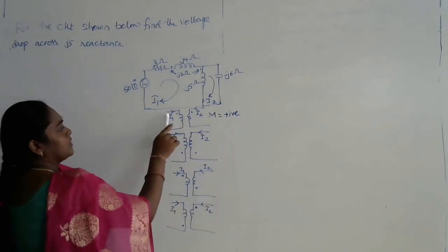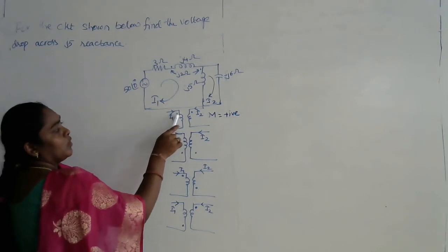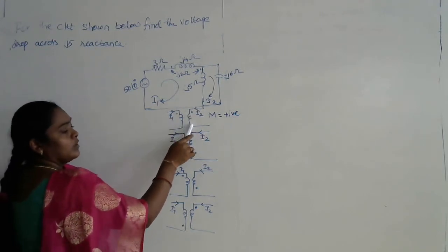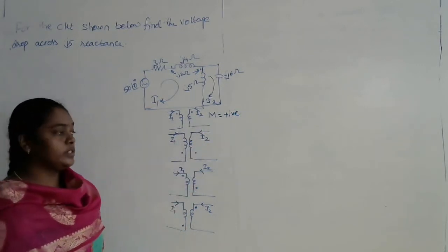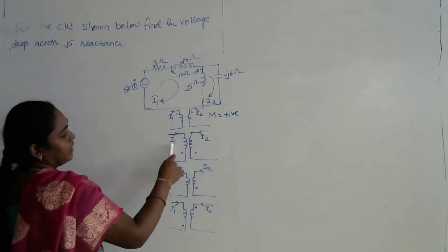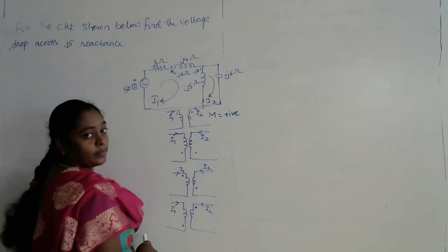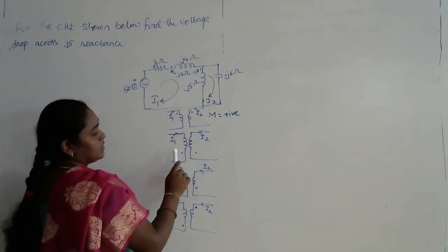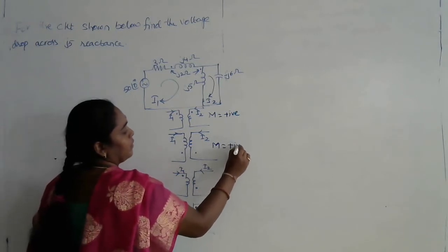I am repeating once again here. The first current I1 is from dot to coil. I2 current is also in the same direction, that is dot to coil. So the mutual inductance is positive. Similarly, coming to the second one, I1 current is flowing from coil to dot, and I2 current is also flowing from coil to dot. So as both are in the same direction, mutual inductance here also is positive.